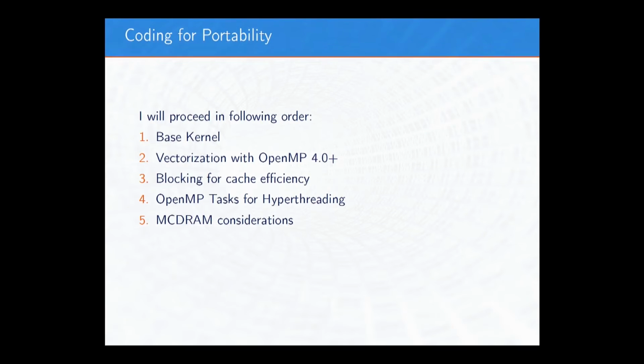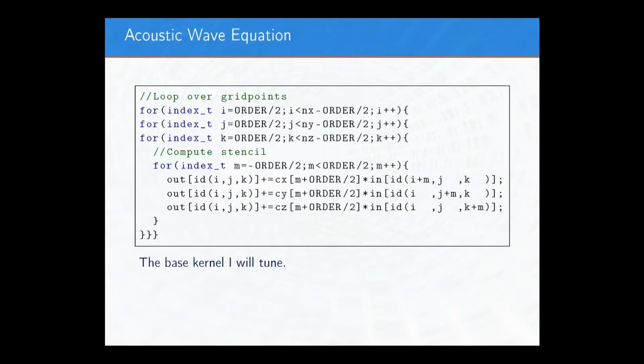Just as an overview, I'll give you the basic kernel. I stuck to a very simple one because it fit on one slide. I talk about how to use some relatively new features of OpenMP to enable vectorization of the kernel. I'll talk about how to block for cache efficiency, how to use OpenMP tasks, which are not quite as new as vectorization, but still kind of new. And finally, I'll get into MCDRAM considerations, which is more relevant on Xeon Phi than on Xeon, but I still think can be incorporated in a very portable way.